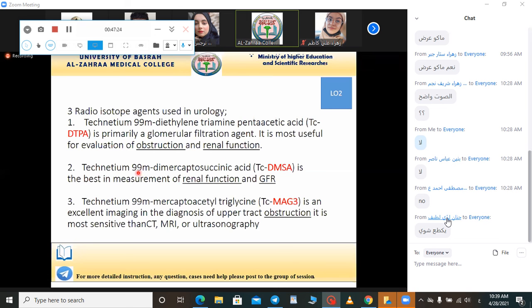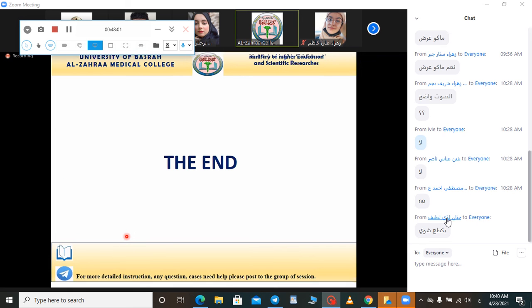The second radioisotope study is technetium dimercaptosuccinic acid, summarized as DMSA. It is the best imaging study in the measurement of renal function and GFR. The last radioisotope type we use in urology, in short we call it MAG3, the big name being mercaptoacetyl triglycine. Just remember MAG3. It is the excellent imaging study of choice in the diagnosis of obstruction in the urinary tract. It is most sensitive, even more sensitive than CT, MRI, and ultrasound.